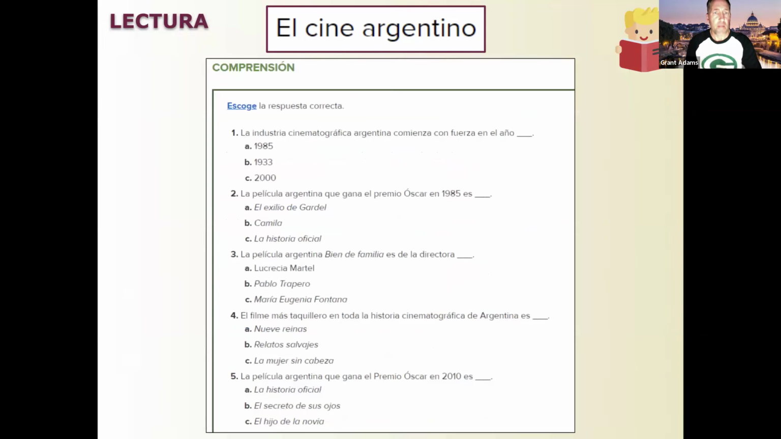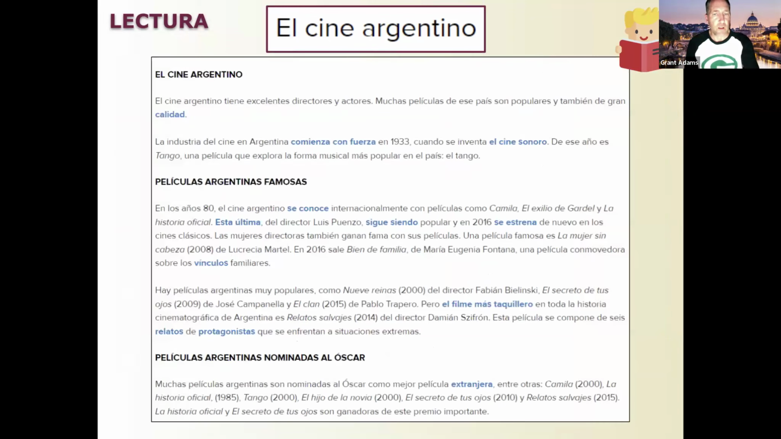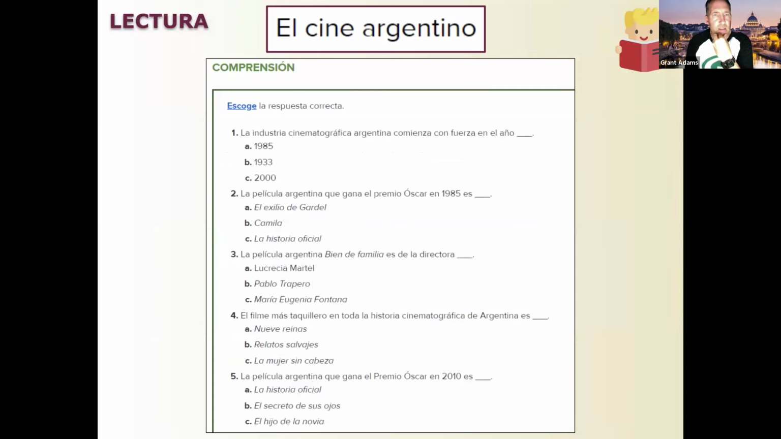Okay. And then you've got some questions before clicking through it, because I do have the answers. Before clicking through it, try to see if you can read the article by yourself out loud. El cine argentino tiene excelentes directores y actores. Muchas películas de ese país son populares y también de gran calidad, quality, of great quality. And then you're going to go to here and go, let me see here. It said 1933, I think. So I want you to try to answer those and then, of course, click through it.